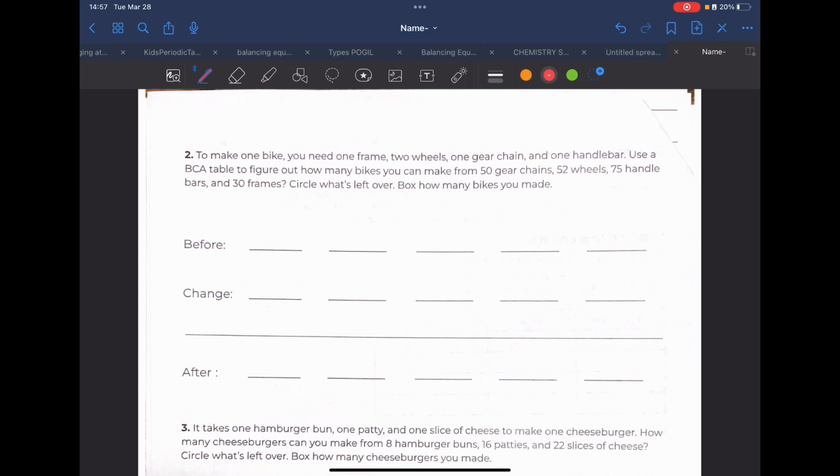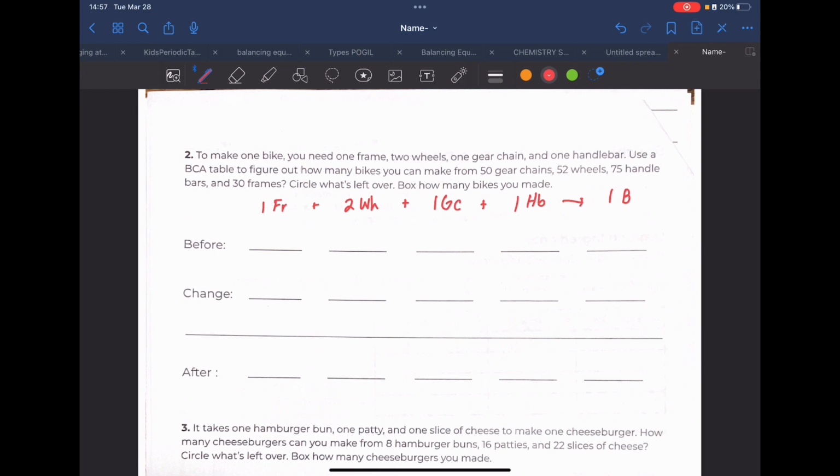All right, so let's start by writing our recipe as a chemical equation. On this one, we're making a bike. In order to make a bike, we need 1 frame, so I'm going to write 1 frame plus 2 wheels. I need 1 gear chain, GC, and 1 handlebar, all to make 1 bike.